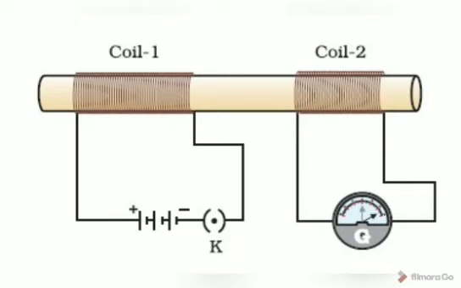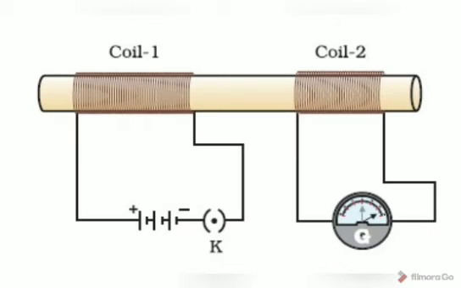In this activity, we observe that as soon as the current in coil 1 reaches either a steady value or 0, the galvanometer in coil 2 shows no deflection. From these, we can conclude that a potential difference is induced in coil 2 whenever the electric current through coil 1 is changing. So, coil 1 is called the primary coil and coil 2 is called the secondary coil.